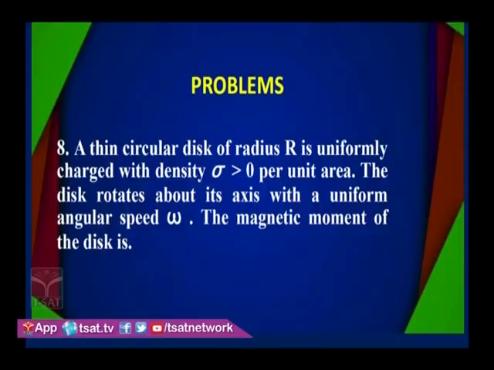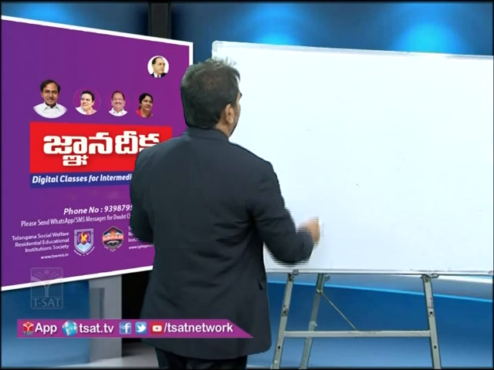A thin circular disk of radius r is uniformly charged with a charge density sigma, where sigma is greater than 0 per unit area. The disk rotates about its axis with a uniform angular speed omega. The magnetic moment of the disk is equal to how much? Before going to solve this, first of all, we should discuss the motion of a charged particle.